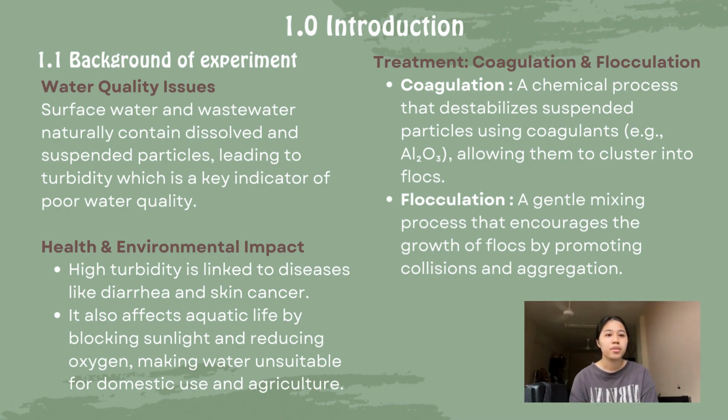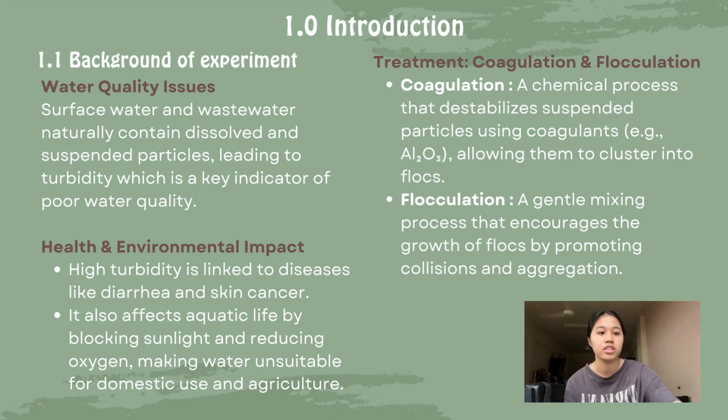In this experiment, the treatment being used is coagulation and flocculation. Coagulation is a chemical process that destabilizes suspended particles using coagulants such as aluminium oxide, which allows the particles to cluster into bigger flocs. The next one is flocculation, a gentle mixing process that encourages the growth of flocs by promoting collision and aggregation.